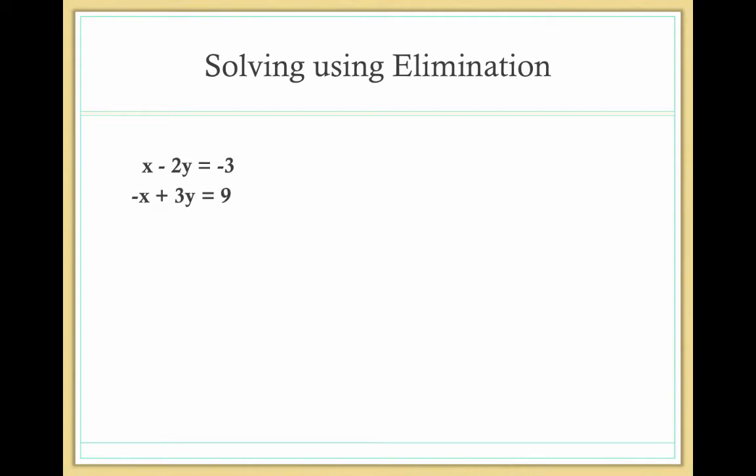Okay, next method, elimination method, probably the most commonly used method for whatever reason. What we want to do is get the coefficients to be additive inverses of one another. And remember, additive inverses add together to get 0. These ones are nice, this one's teed up for us. x plus negative x is gone. Negative 2y plus 3y is y. Negative 3 plus 9 is 6.